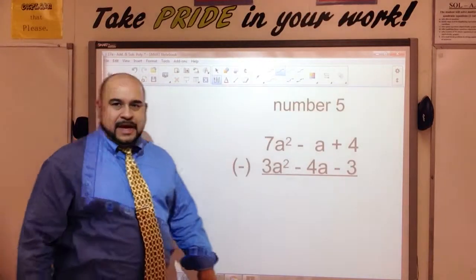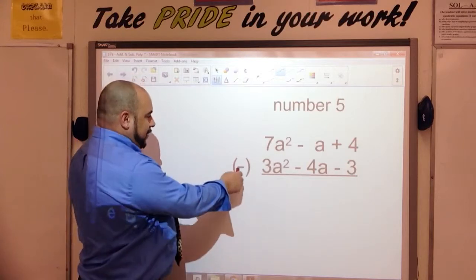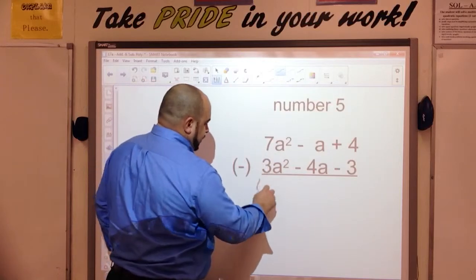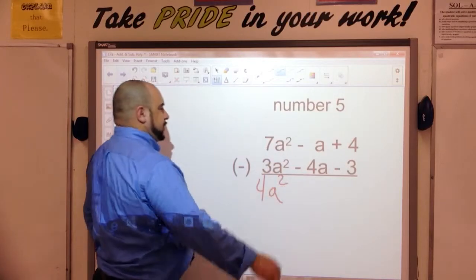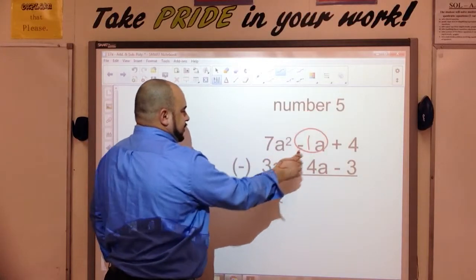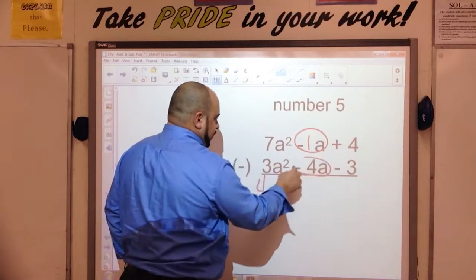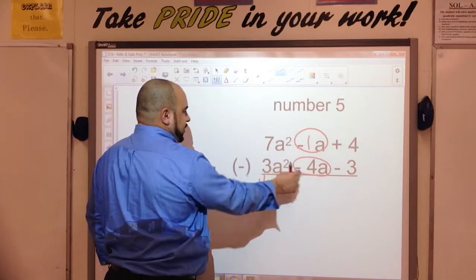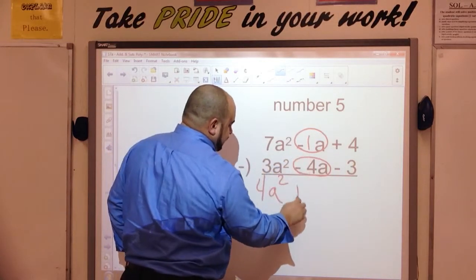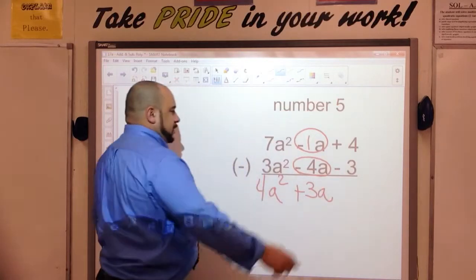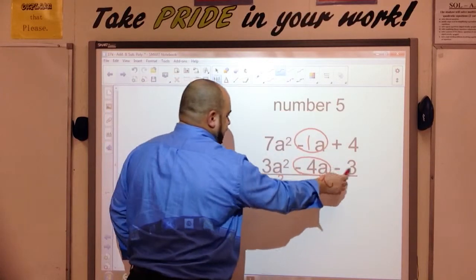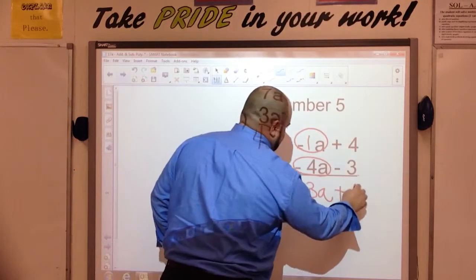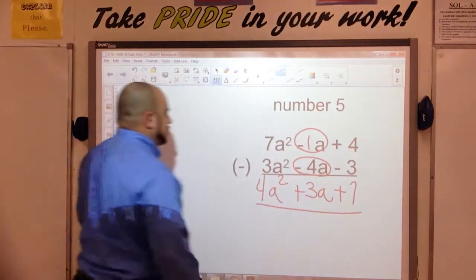Let's go to number 5 now. I have 7a squared minus, this time we're subtracting, so minus 3a squared. 7 minus 3 is 4a squared. This is negative 1a minus negative 4a. So negative 1 minus negative 4, these two negatives make it positive. So it's like negative 1 plus 4, and you get 3a. Lastly, you have 4 minus negative 3. Same concept, those two negatives make it positive. So 4 plus 3 is 7. So there's your answer for number 5.